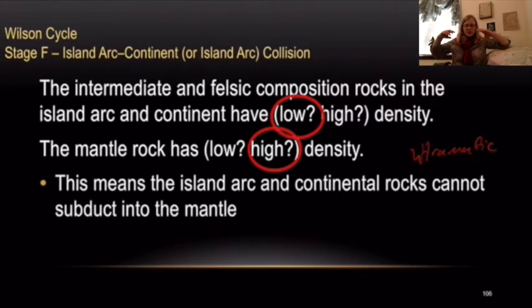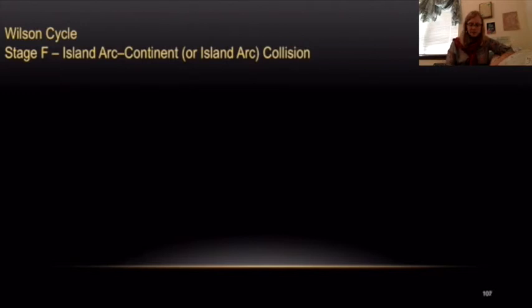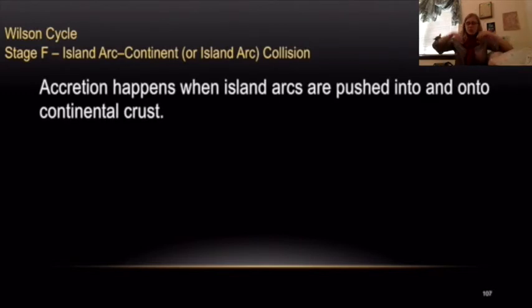That means that when the island arc and the continent rocks collide, neither of them can push down into the mantle. It's like taking a ping pong ball and trying to push it under the water. It won't stay under the water. It's going to pop right back up to the surface. It's got too low of density to stay under the water. The continental crust and island arcs have too low of density to get pushed into the mantle. They can't. So instead of getting pushed down into the mantle, they're just going to get pushed into each other.